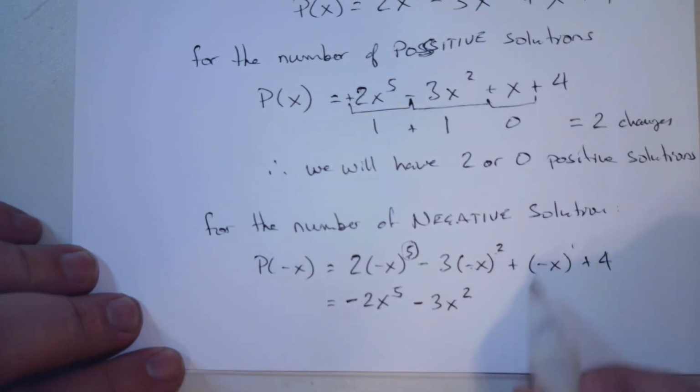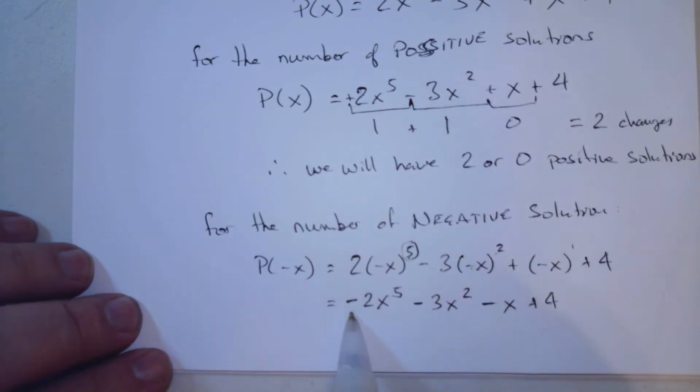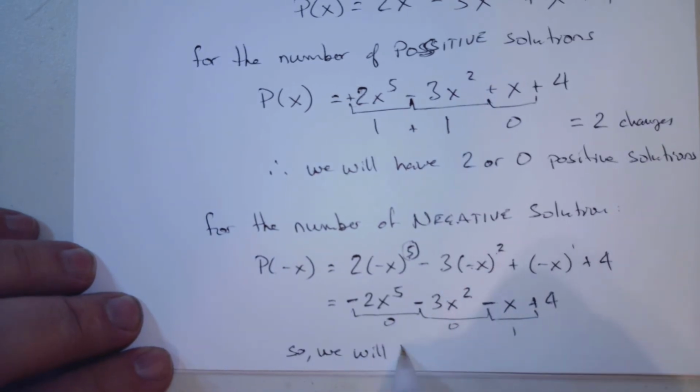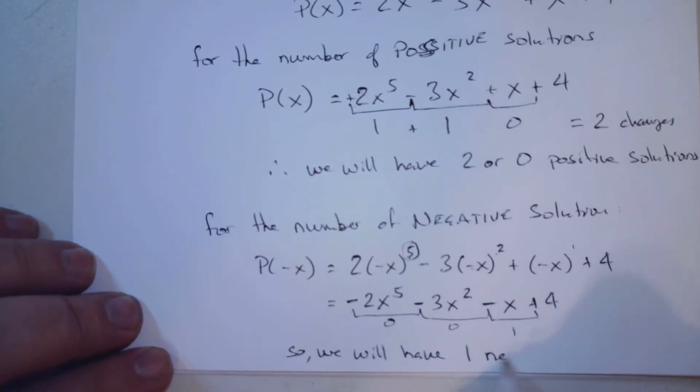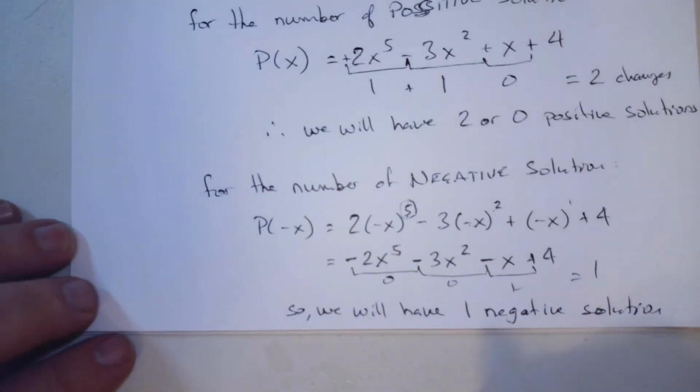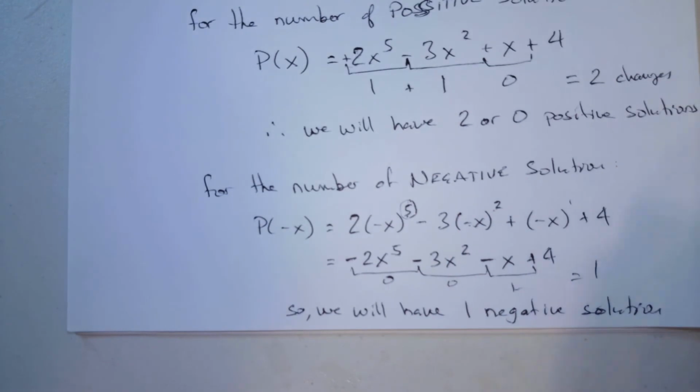This is to the first power, so it changes. So it's negative x. So negative to negative, nope. Negative to negative, nope. Negative to positive is 1. So, since it's only one change, therefore we will have one negative solution. Alright?